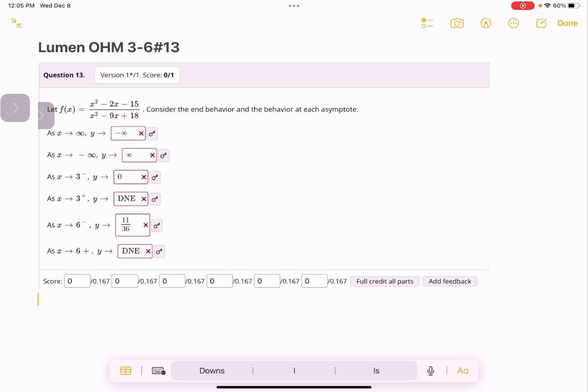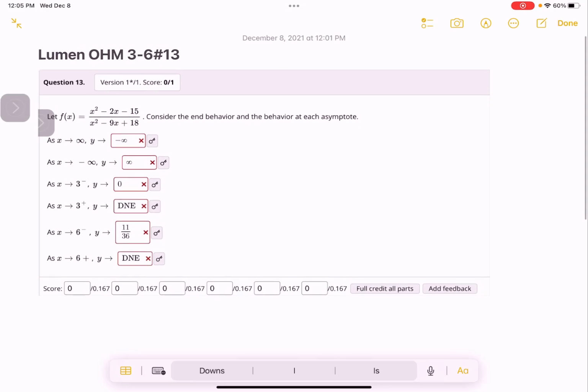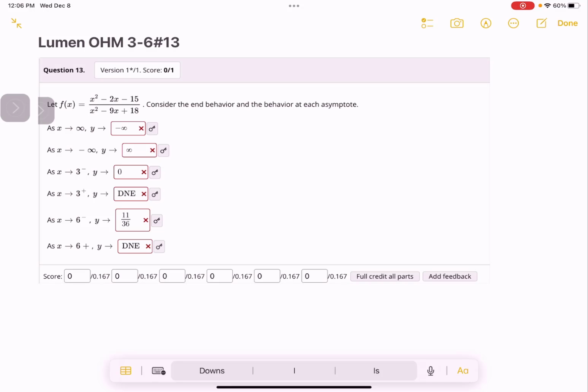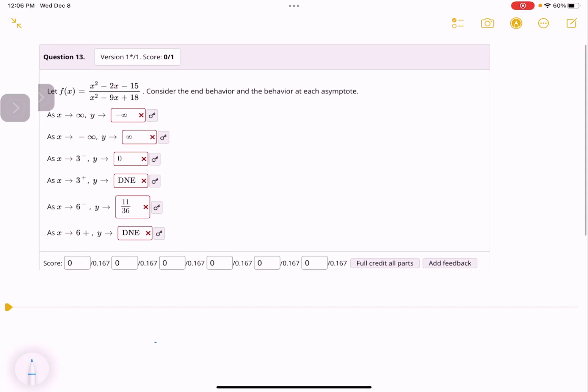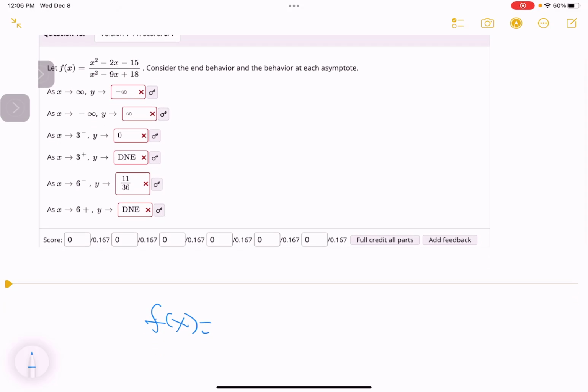Let's look at this problem here. We have f of x equals x squared minus 2x minus 15 over x squared minus 9x plus 18. So we could factor that down. Our f of x could be written as x minus 5 times x plus 3 over x minus 3 times x minus 6.